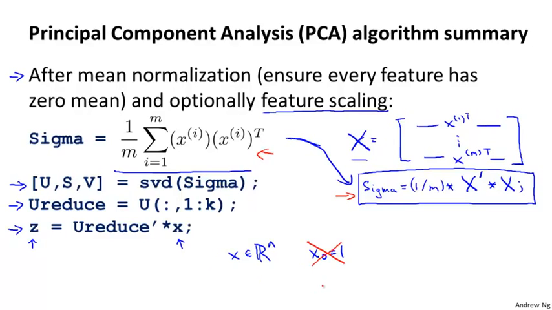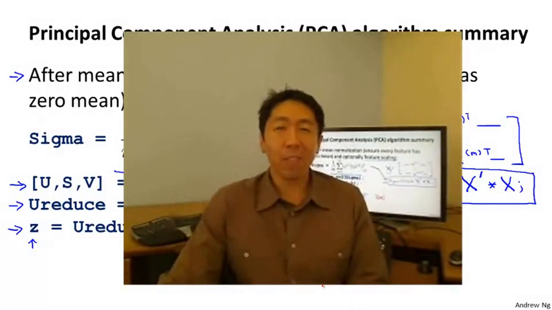One thing I didn't do was give a mathematical proof that this procedure actually gives the projection of the data onto a k-dimensional surface that actually minimizes the squared projection error. The mathematical proof of that is beyond the scope of this course, but fortunately the PCA algorithm can be implemented in not too many lines of Octave code, and if you implement this in Octave or MATLAB, you actually get a very effective dimensionality reduction algorithm.